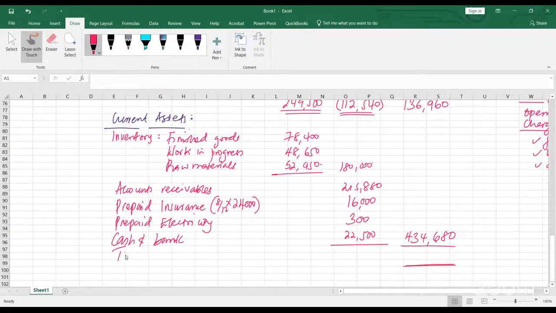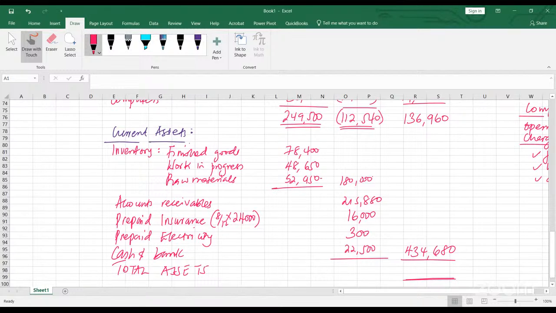Please confirm after making that adjustment. Total assets figure will now be 136,960 plus 434,680, and that will be 571,640. Yeah, we had not included the prepayment for electricity, but now we have included that. So now it will be 571,640. Let's move to equity and liabilities very fast.